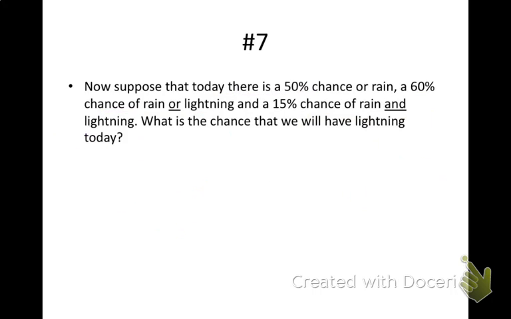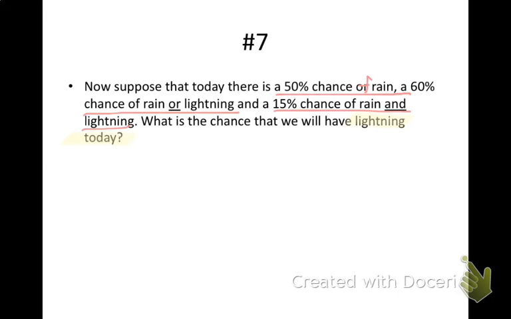And one more from the back. What's the question? We're being asked about just lightning. So we are given that we have a 50% chance of rain, a 60% chance of rain or lightning, and a 15% chance of rain and lightning. Well, alright, so that's tricky. We want just a single probability. We have the single probability of rain, we have the union probability, and we have the intersection.